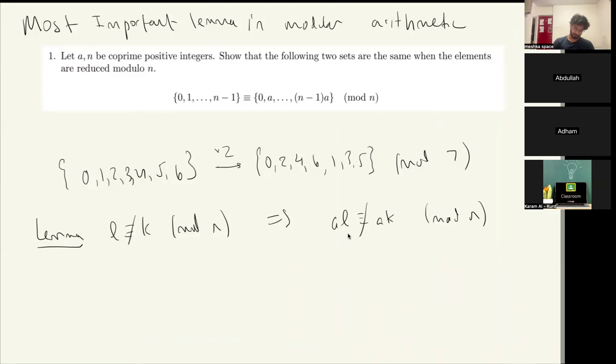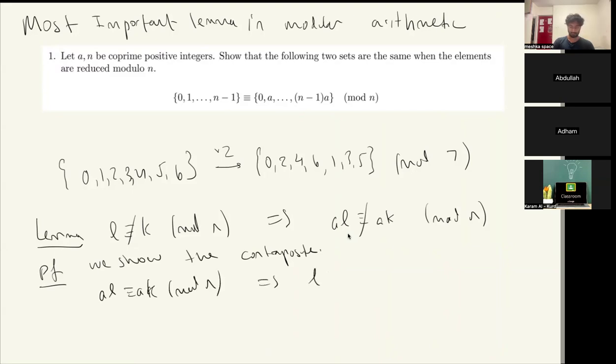So what does the lemma mean? It means that when I look at this set after I multiply everything by A, everything is different modulo N. And so the proof, like you said, is by contrapositive. So we show the contrapositive: AL congruent to AK mod N implies L congruent to K mod N.